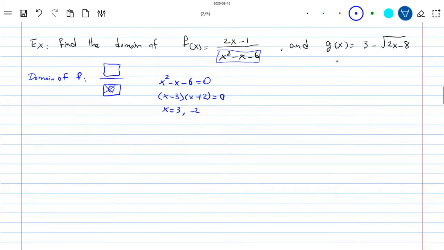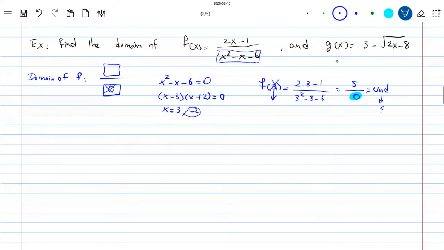So that means if you pick 3, what happens for f? If I ask you what is f of 3, you'll get 2 times 3 minus 1 divided by 3 squared minus 3 minus 6. What you get is 5 divided by 0. You see that the denominator is 0. Denominator 0 means undefined fraction. That means if you pick an x value of 3, there is no corresponding y value. So therefore 3 cannot be acceptable in the domain. As well, if you try -2, you'll get 0 in the denominator again, so that would not be acceptable either.